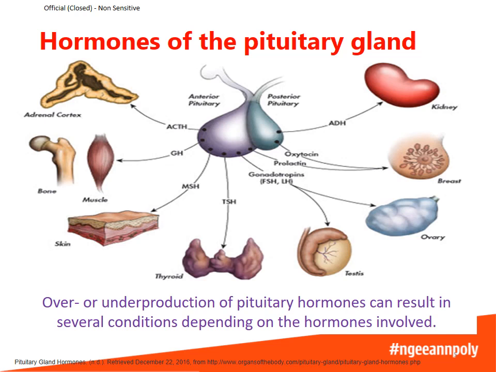Since the pituitary gland secretes many hormones with various functions, over or underproduction of pituitary hormones can result in different conditions depending on which hormones are involved. In this lecture, we will only cover 4 conditions that are caused by malfunction of the pituitary gland.